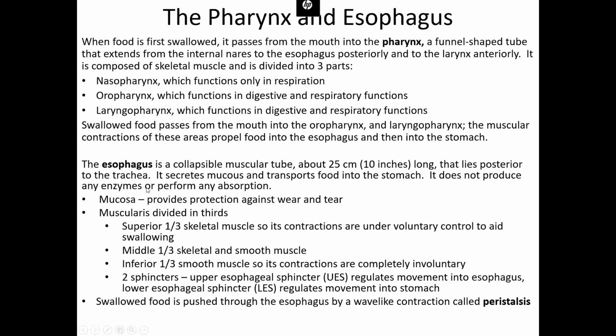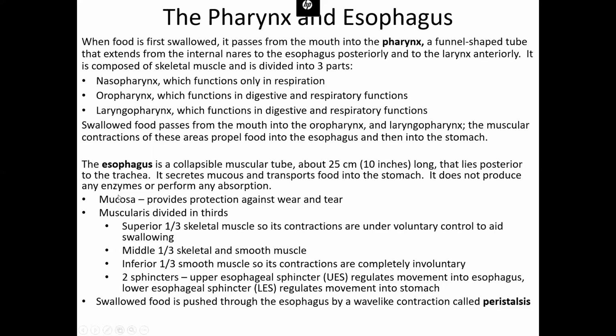As you can see, it does not have any enzymes or perform any absorption. Mucus that's secreted here helps with lubricating that food, helping to make it slide down more easily, and it's produced and released by the mucosa of the esophagus.